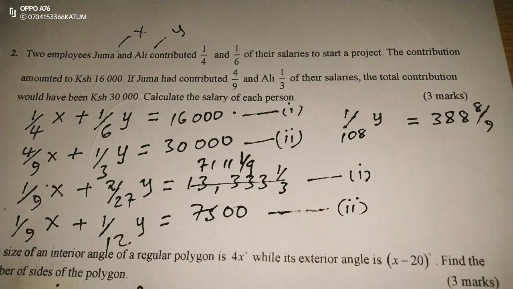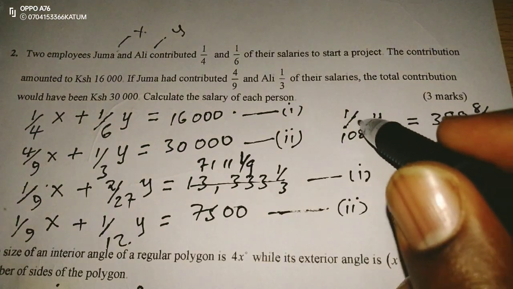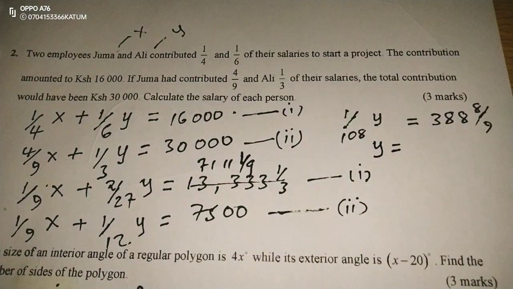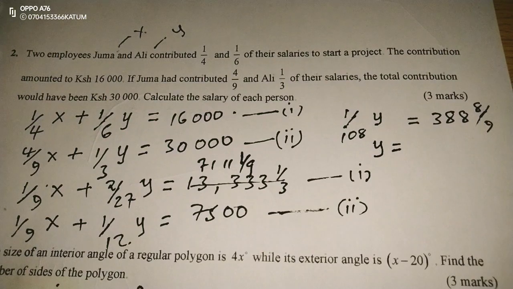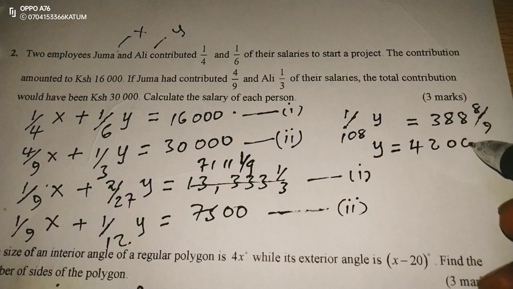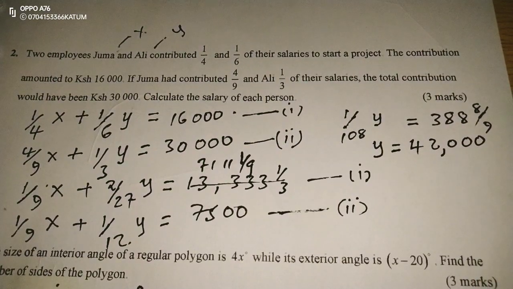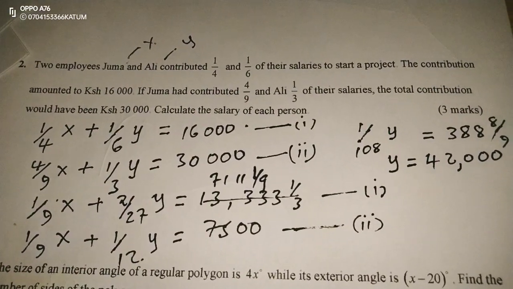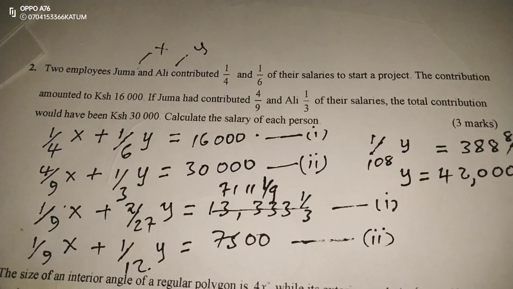Therefore, now I will need to multiply each side by 108 to remain with Y alone. So 108 times 388 and 8 over 9 will give us exactly 42,000. So with 42,000 as the value of Y, the value of X can be obtained by substituting Y in any of the equations.